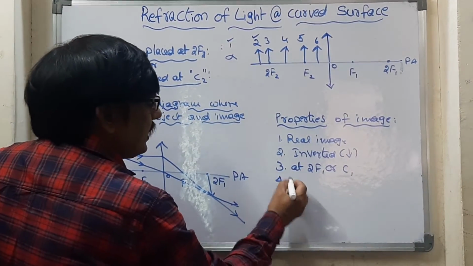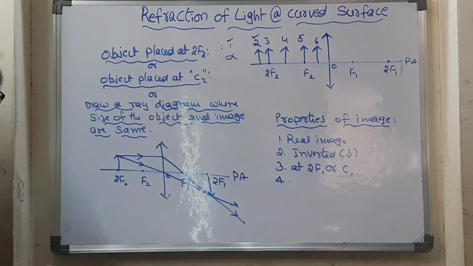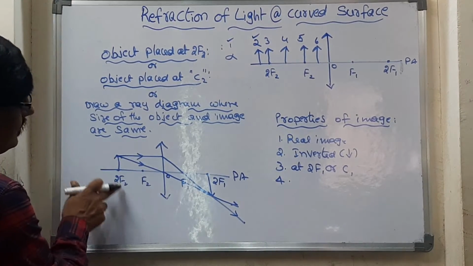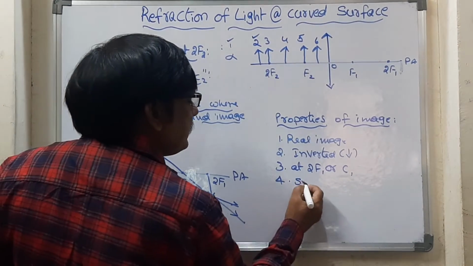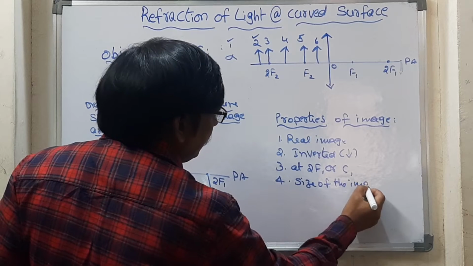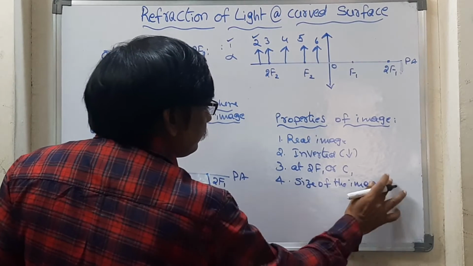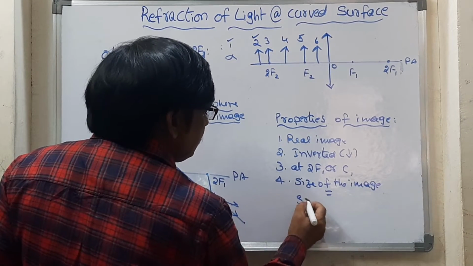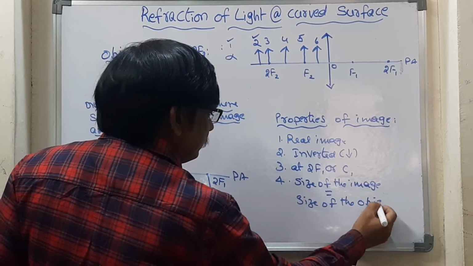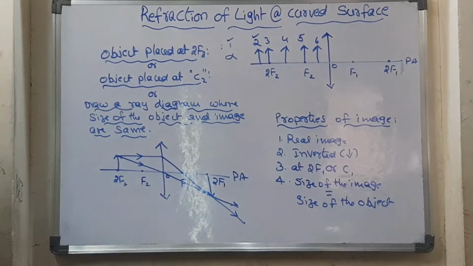The fourth one is, what is the size of the image? If you observe, the size of the image and the size of the object are both the same. So the size of the image is equal to the size of the object. Got it? Easy one only.